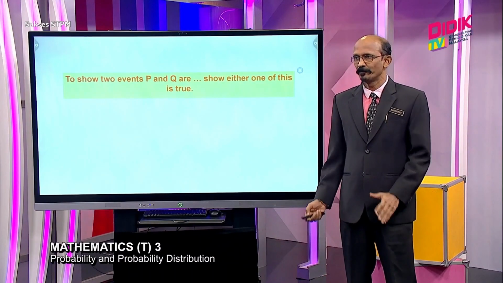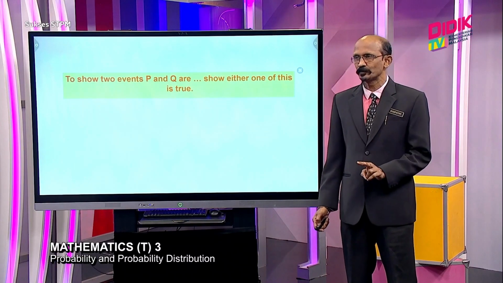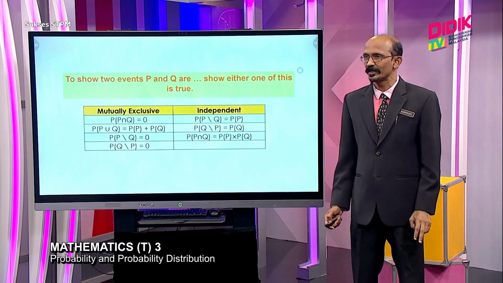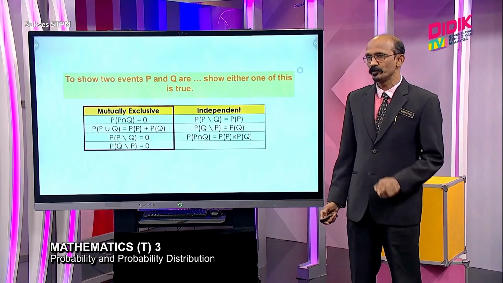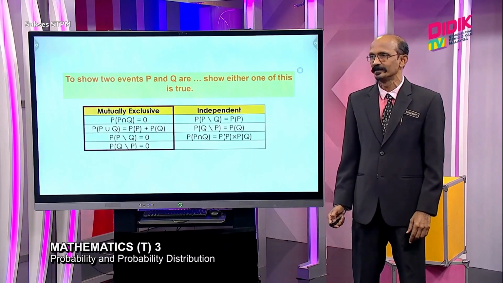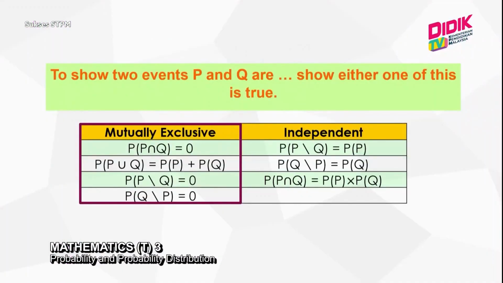Before that, let us see how to prove 2 events are mutually exclusive or independent. First one is mutually exclusive. To prove 2 events are mutually exclusive, you can use either one of the 4 ways. Students can see clearly on the board one of the 4 ways. Or if you want to prove independent events, you can use either one of the 3 formulas. Either one is enough already, you can prove.